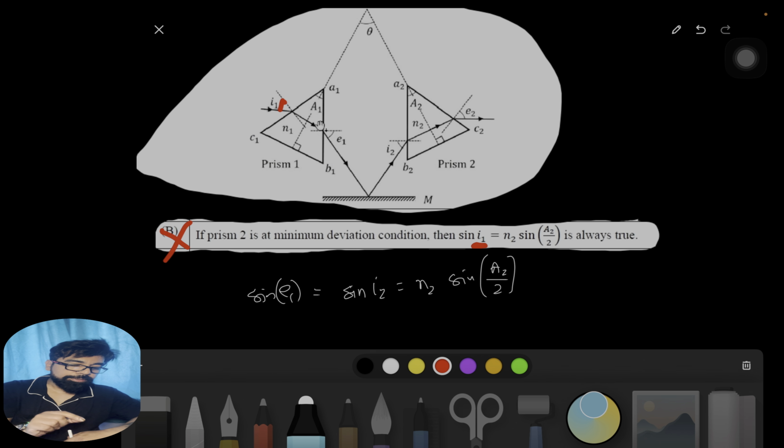If prism 2 is at minimum deviation condition, then sine I2 is equal to N2 into sine A2 by 2, or sine E1 equal to N2 into sine A2 by 2. But E1 and I1 are not equal, because E1 and I1 will be equal only if prism 1 is in minimum deviation condition, and the question is not mentioning anything about that. So option B is incorrect. Now let us go for option C.